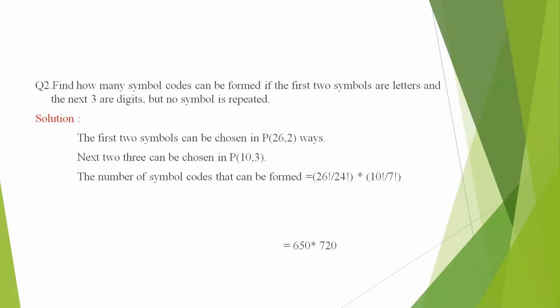If we calculate it, then 26 factorial upon 24 factorial is equal to 650, and 10 factorial upon 7 factorial is 720. So the final answer is 46800 ways we can form a symbol code.